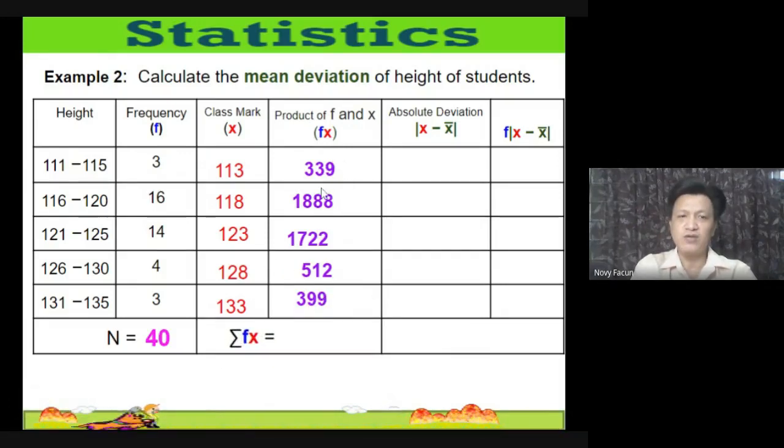Kapag nakompleto na natin yung product ng frequency at ng class mark, kukunin na natin yung tinatawag na summation or i-add lang natin yung 339 plus 1,888 plus 1,722 plus 512 plus 399. The total or the summation now is 4,860.